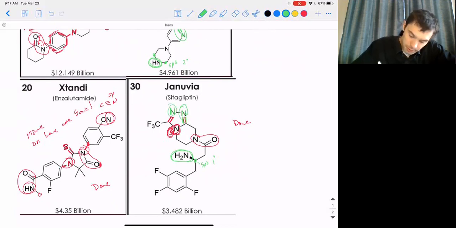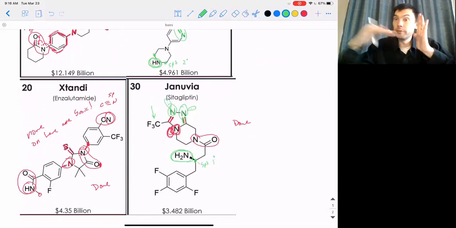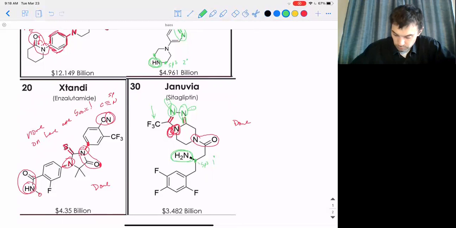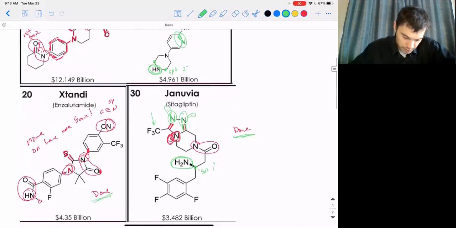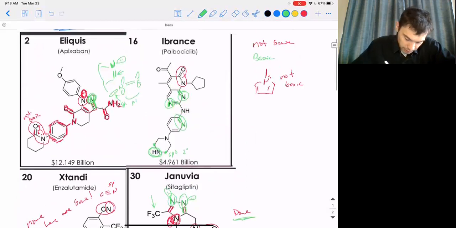Now for the advanced students, I'll point out that this CF3 next door is really going to diminish the basicity of these amine nitrogens, but for now we'll pretend that they indeed could be some kind of a base, because that lone pair is going to be sticking out from the pi system. Okay, now we're done down here, so that's good. We're done down here, so that's good. We're done over here, so that's good.